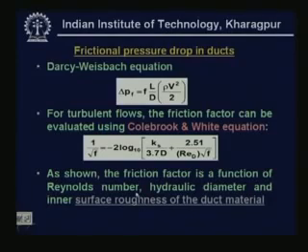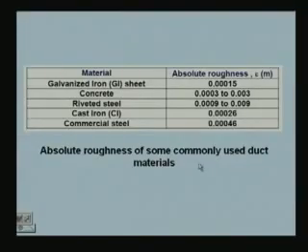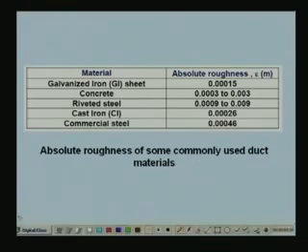Let me show the typical surface roughness of typical duct materials. This table shows the absolute roughness of some of the materials commonly used in air conditioning ducts. The first one is galvanized iron or GI sheet, which has a surface roughness of 0.3015 meters. This is most widely used. Sometimes concrete is also used, and concrete has a surface roughness which varies from 0.003 to 0.003 meter. Riveted steel has this roughness, cast iron has this roughness, and commercial steel has this roughness.